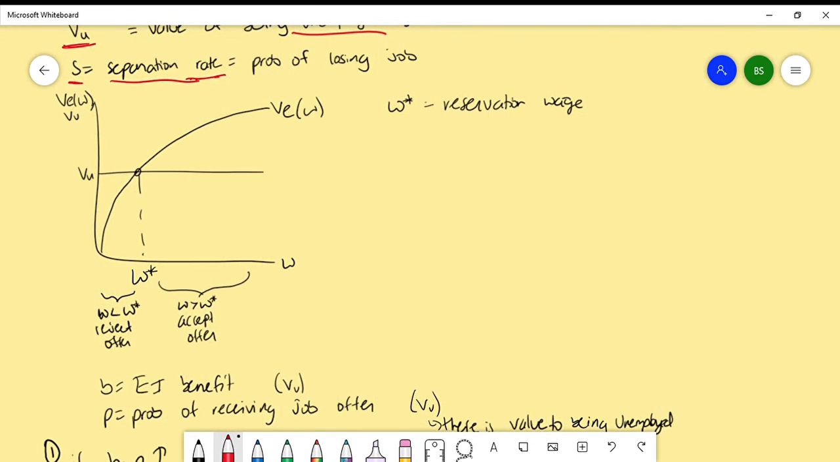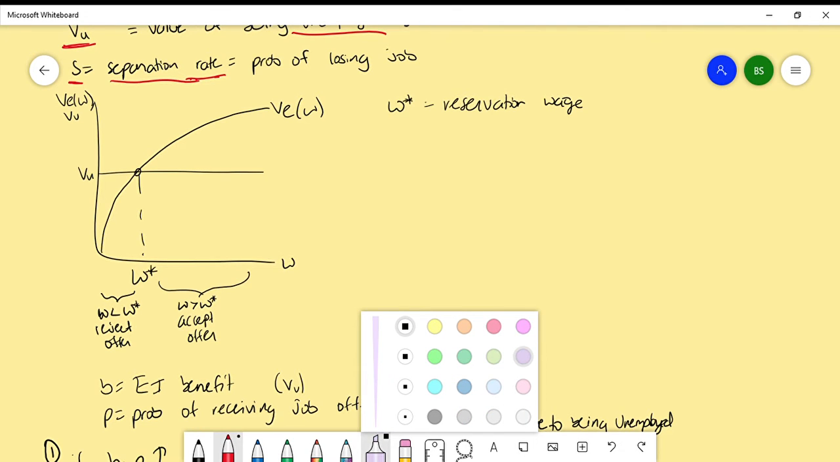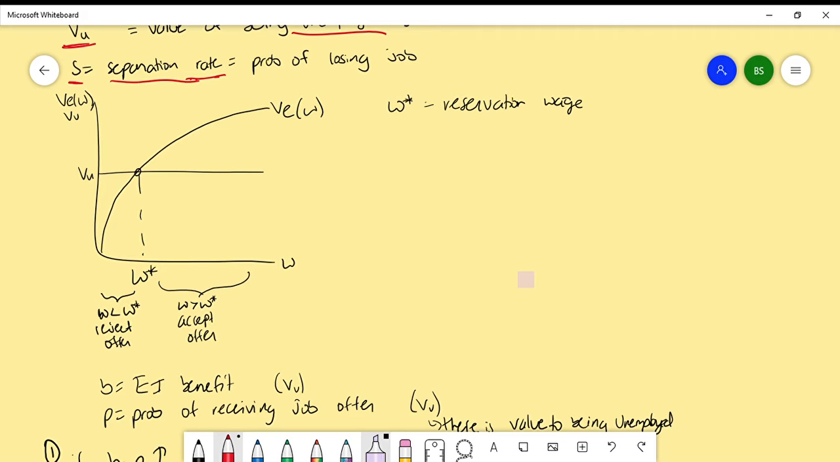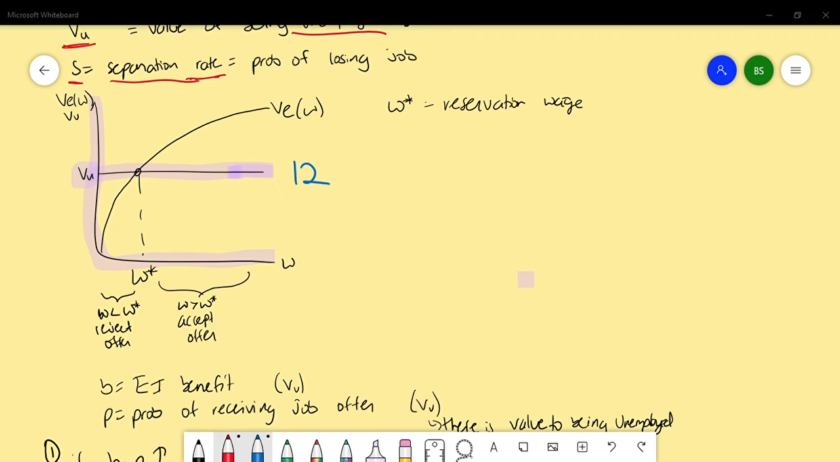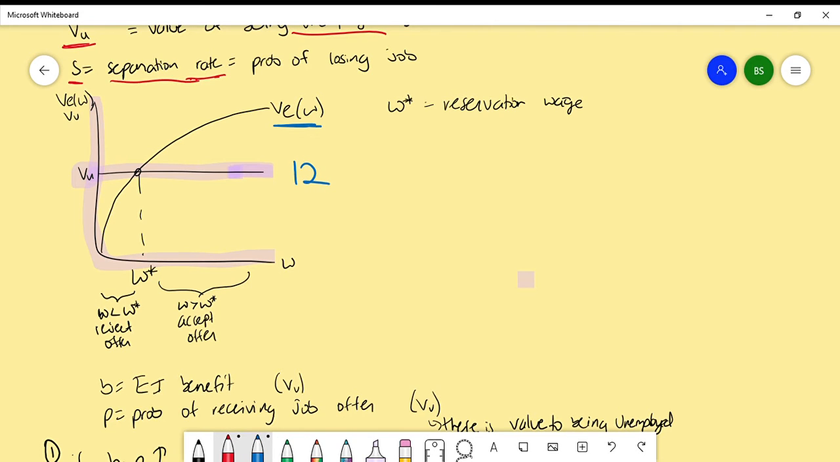So this is what the graph comparing employed versus unemployed looks like. First of all, the value of being unemployed is just a number. It doesn't really depend on anything, let's say like 12 or whatever. Whereas the value of being employed depends on your wage, so it's increasing as a function of your wage.